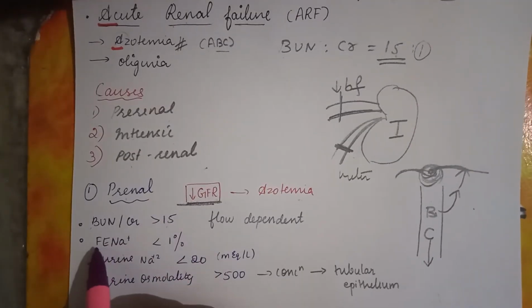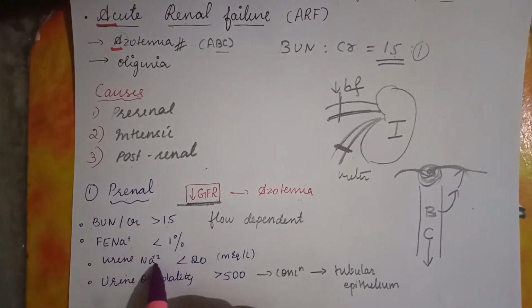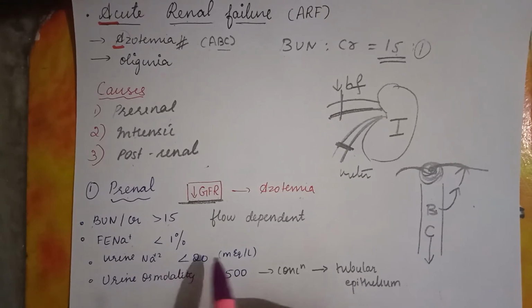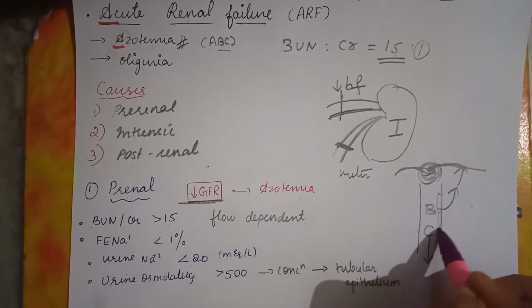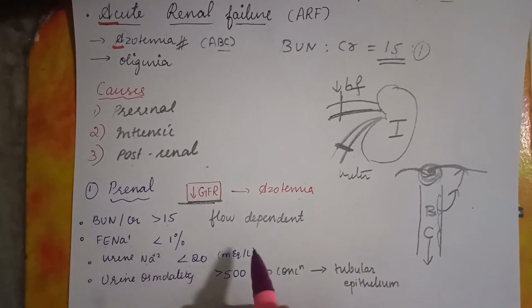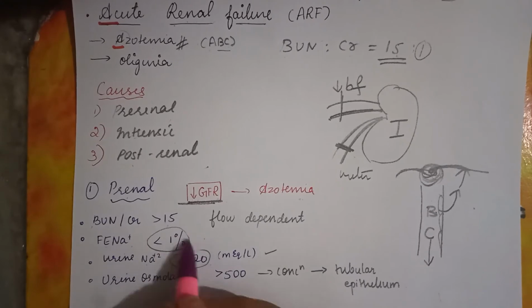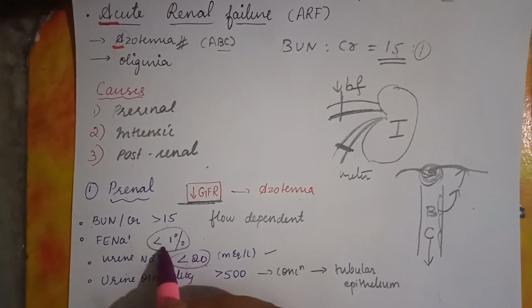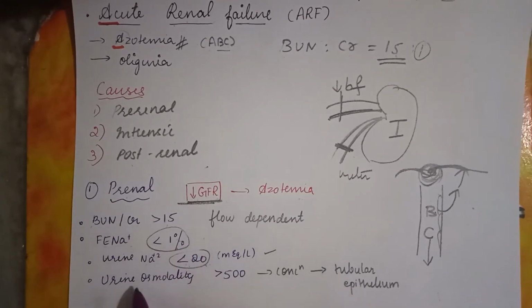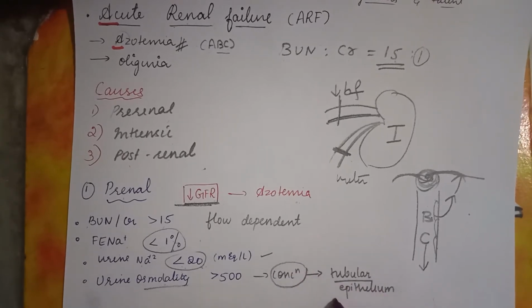This is nothing but the fractional excretion of sodium, which is less than 1%, and urine sodium is less than 20. Since the tubular function is normal, there is decreased excretion of sodium, which means this is normal functioning. This is the gross value, this is the ratio, that is the only difference between these two. Therefore this is less than 1%. And when I consider urine osmolality, we know that this is nothing but the concentration, how concentrated the urine is, and it depends on the function of the tubular epithelium.